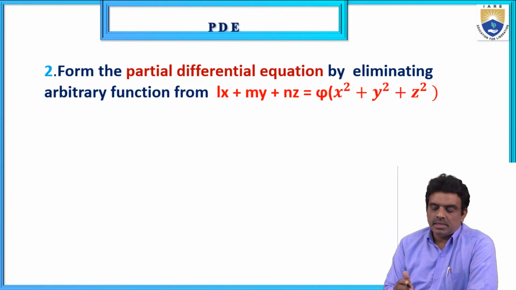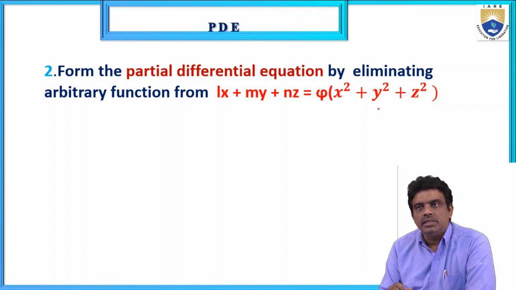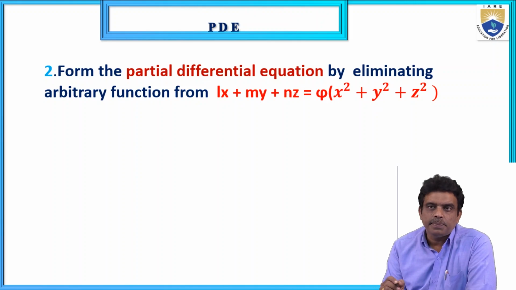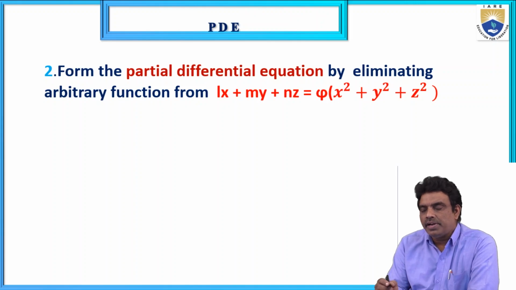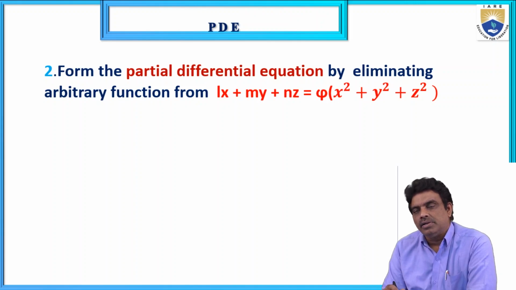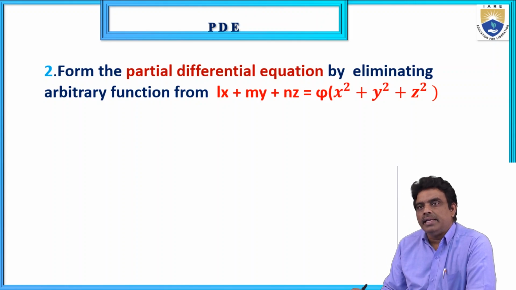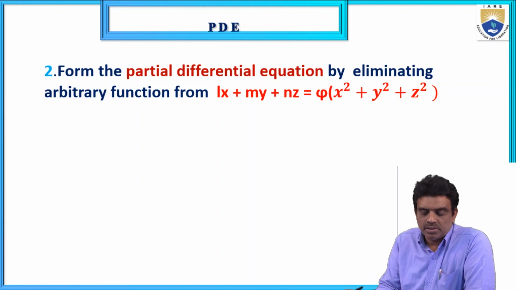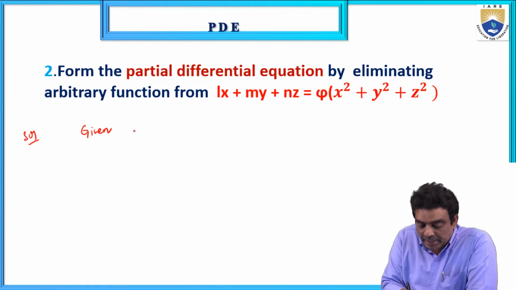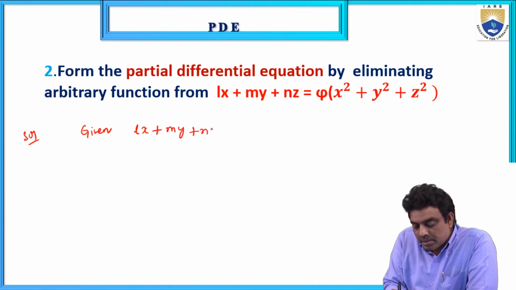So how to proceed? First consider the given relation. Differentiate partially with respect to x, and we get one equation. On differentiating partially with respect to y, we get another equation. From these relations, you eliminate phi and form the differential equation. Now see the solution. Given Lx plus My plus Nz is equal to phi of (x square plus y square plus z square).